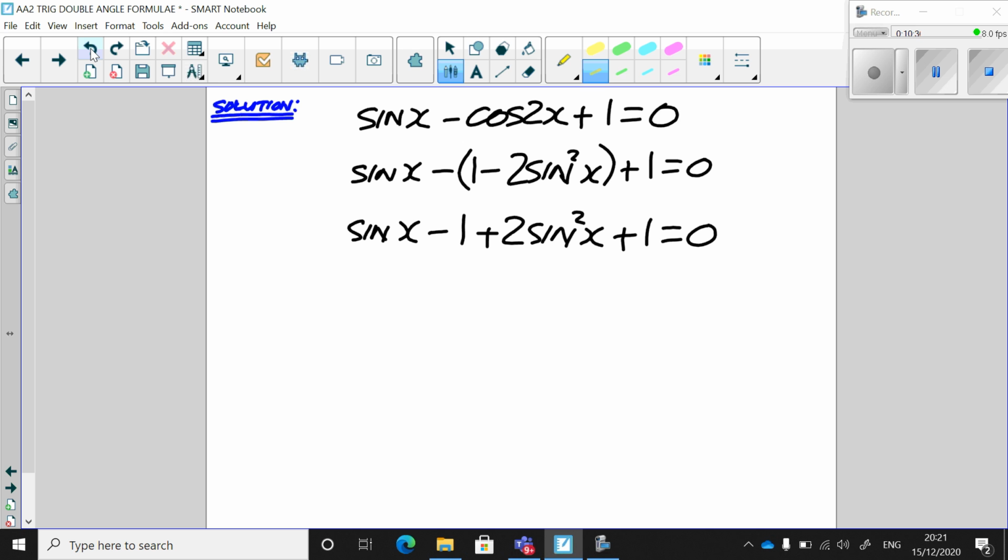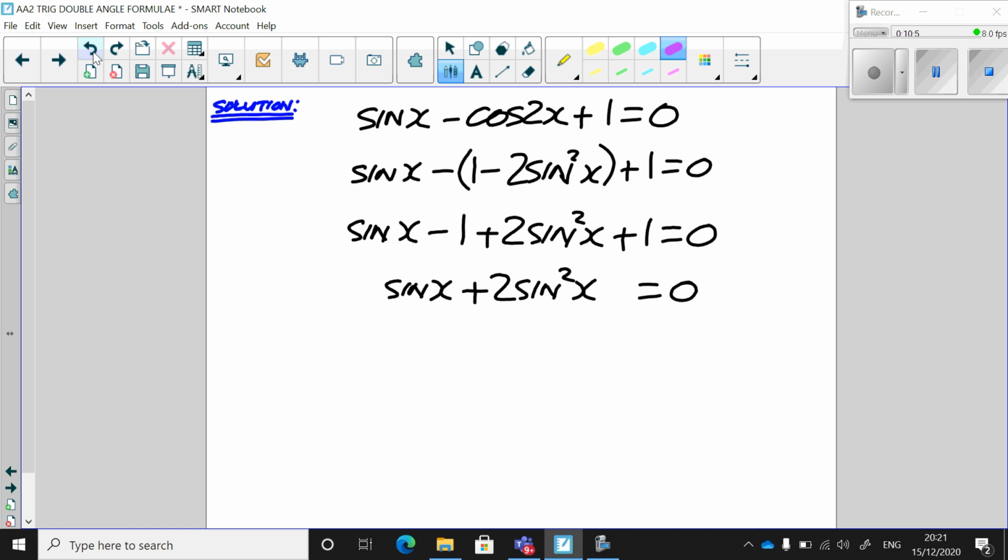I get that there. And what's this? Can I tidy up here? Well, I'll get a negative 1. I'll get a positive 1. They're equal and opposite. They'll cancel. So I'll just end up with sine x plus 2 sine squared x. Okay? Right.